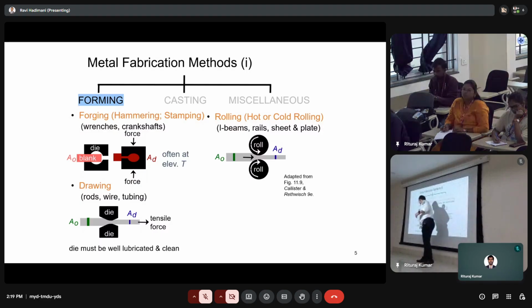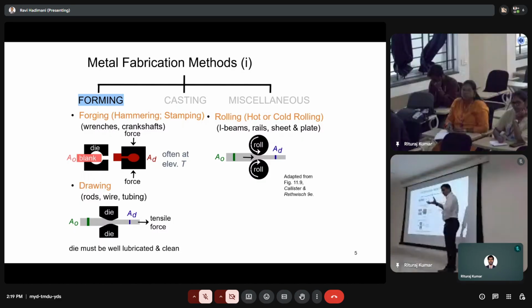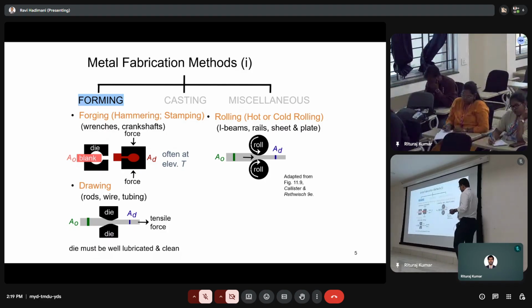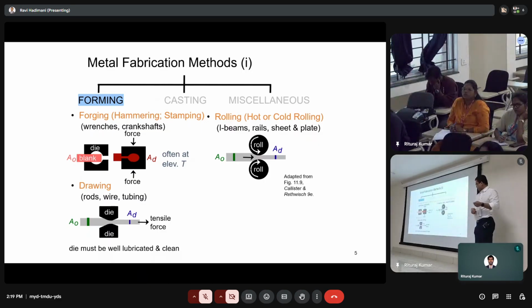And drawing is similar to rolling, but here you have a specific shape of die, and you draw. It could be circular or it could be a certain shape. You use tensile force to draw it, whereas the dies stay in the same place. In rolling, you roll the material to reduce the dimension. There also you reduce the dimension, but there the dies don't move. Here the rolls move, and there you use a tensile force.